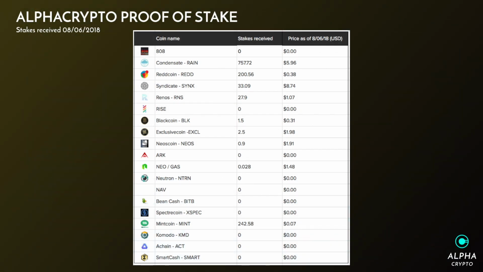So here's the stakes we received on the 8th of June 2018. We have Rain at $5.96, Redcoin at 38 cents, Syndicate at $8.74, Renos at $1.07, Blackcoin at 31 cents, Exclusive Coin at $1.98, Neos Coin at $1.91, Gas at $1.48, and Mintcoin at 7 cents.